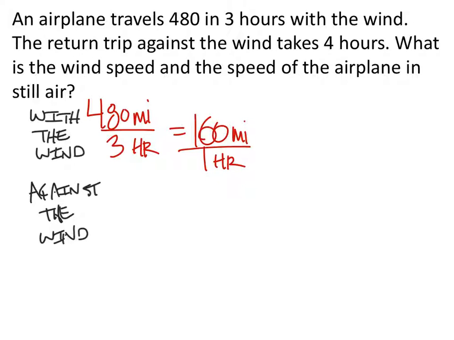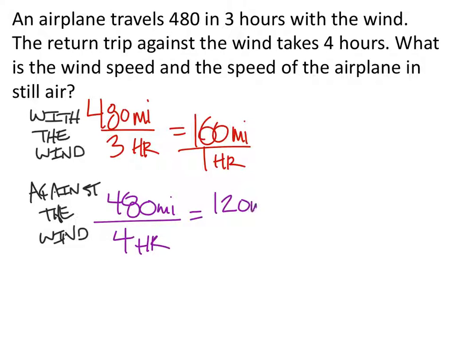On the other hand, against the wind, it was still 480 miles, just because it told us that. In some of the problems you guys may do, the distance may be different, but finding the speed is always the same process. Miles divided by hours. And that would give us 120 miles per 1 hour.